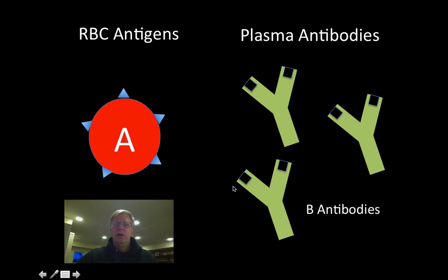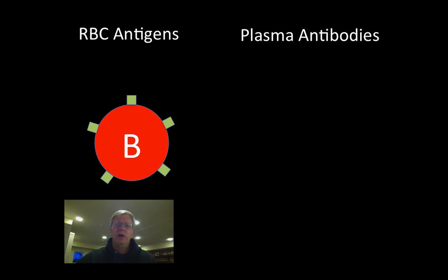So these antibodies, which are shaped like this, they're Y-shaped protein molecules, and here is the active site. There's a little square active site, and you can see the antigen is a triangle, so they will not fit. And so these antibodies will not attack its own blood.